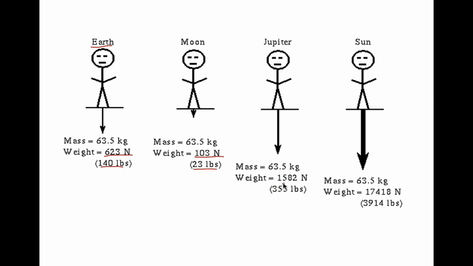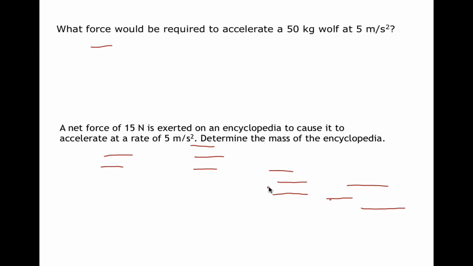His weight on Jupiter is a lot bigger than on Earth, so now his weight is roughly 1,500 newtons, and about 355 pounds. If we look at it on the sun, this guy would weigh about 3,000 pounds. So it depends on gravity to define weight, but you see mass always stays the same throughout, 63.5, because the amount of matter that object is made of doesn't change, but weight will.